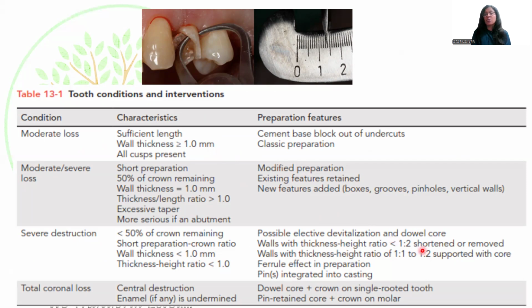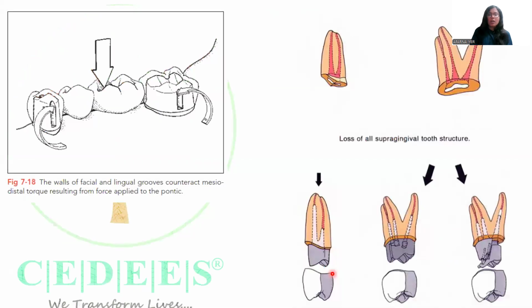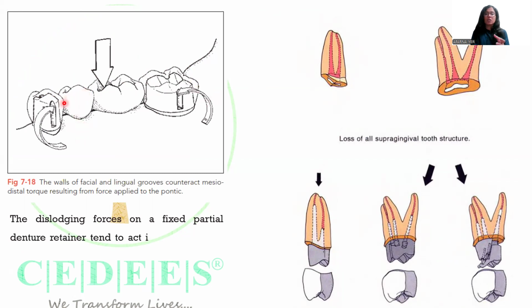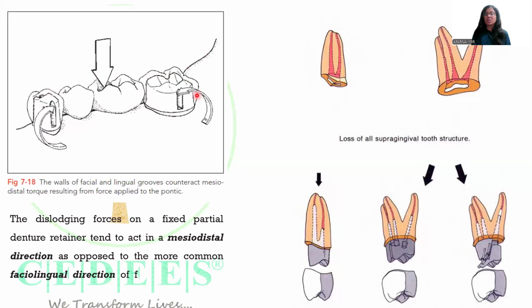But if it is less than 1:2, then you should consider giving a post and core and then a crown, and make sure there is a ferrule of 2 mm of tooth structure present by crown lengthening in that particular tooth. Now, in an FPD prosthesis, the stresses acting on it are mostly mesiodistal, whereas in a single crown, they are faciolingual. So you need to consider reducing the torque or the leverage acting on the FPD by giving a facial or a lingual groove, depending on where there is adequate thickness of tooth structure present.